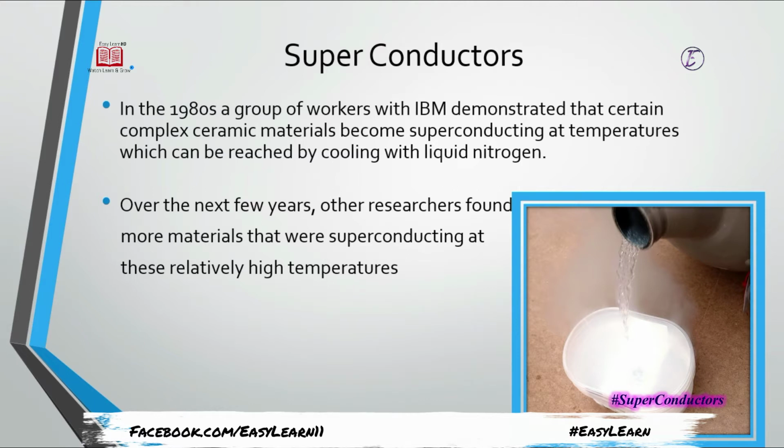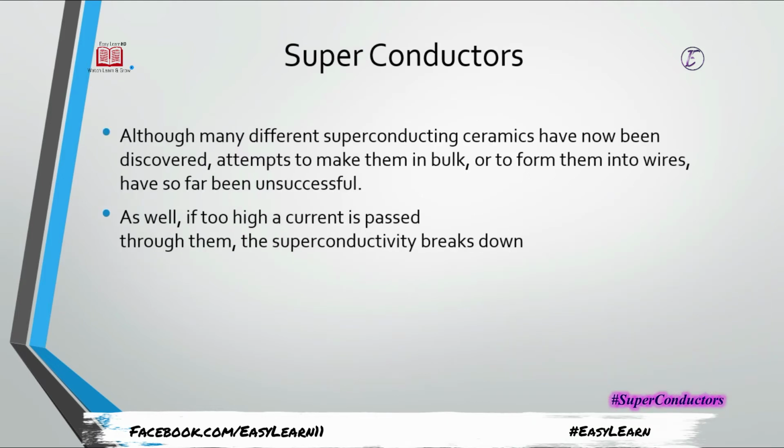Then in the 1980s, a group of workers at IBM demonstrated that instead of using mercury and these types of materials that need 0 Kelvin, we can use ceramic materials, which do not need 0 Kelvin. Whatever temperature they need can be achieved by cooling with liquid nitrogen, which is relatively cheap compared to the previous method. Over the next few years, other researchers also found a very big breakthrough: superconductivity at these relatively high temperatures. So there are more materials that can behave as superconductors at relatively higher temperatures, so we do not need to attain 0 Kelvin.